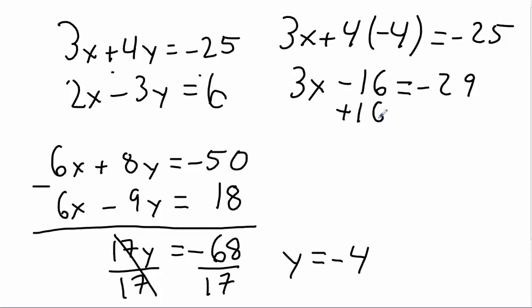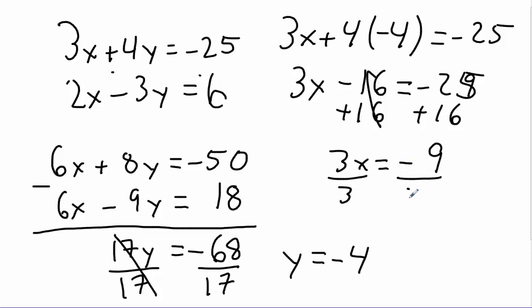Add 16 to both sides, and you get 3x is equal to negative, oh, that's a 5, not a 9. And you're going to get negative 9. Divide both sides by 3. You're going to get x is equal to a negative 3. So our solution set for this one is negative 3 comma negative 4.